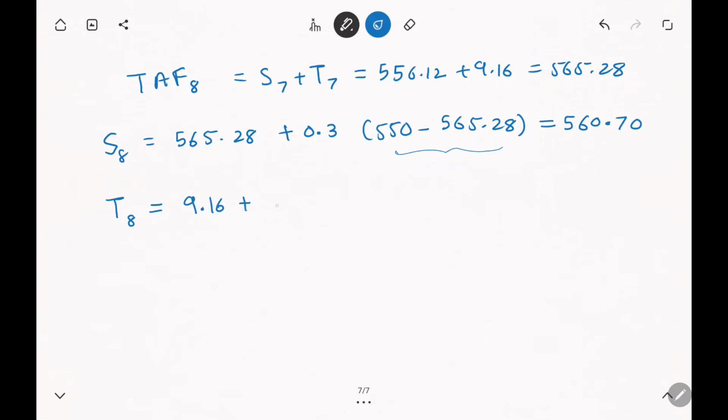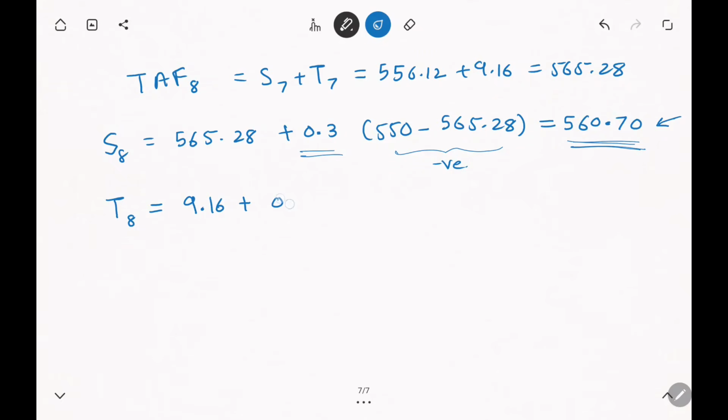So instead of the trend adjusted forecast level being 565.28, we will adjust the trend adjusted forecast, or we'll smooth it basically. We'll smooth it to 565.28 plus 0.3 times the difference between 550 and 565.28, which will be a negative number and adjusted by the smoothing constant of 0.3 alpha, and that will give us the value 560.7.